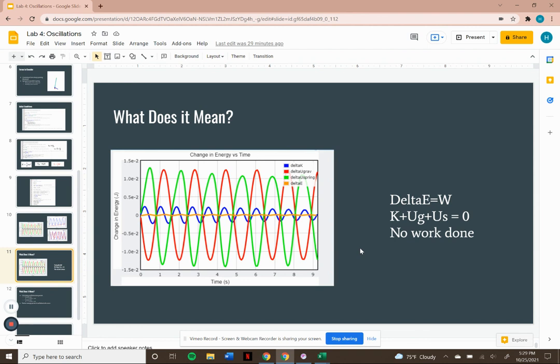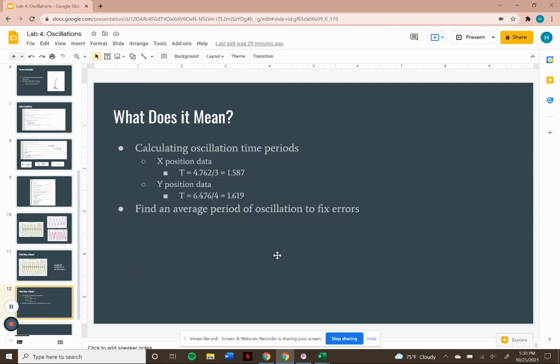So what does it mean? We want to see, does this graph satisfy the energy principle? And it does, because delta E equals work is the energy principle. When we have no work done, that means all the forces are equal to 0. And delta E in this case is the orange line, which is at 0. So this is true.